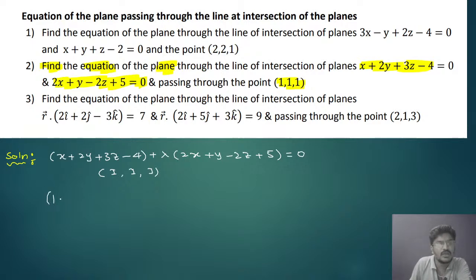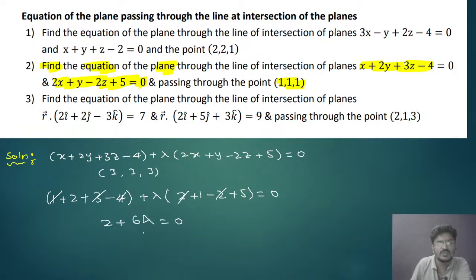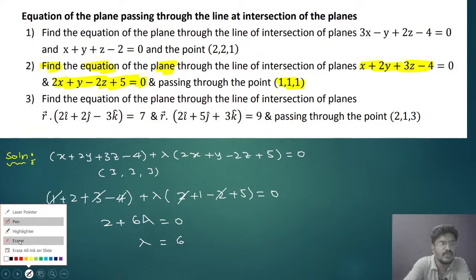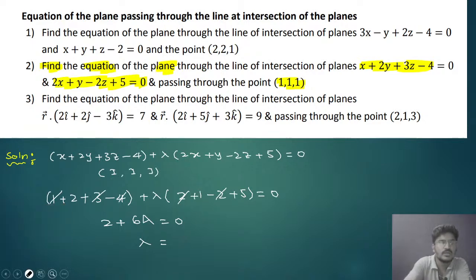So x value is 1, y value is 1, this will be 2, z value is also 1, this will be 3, minus 4 plus lambda times of 2 plus 1 minus 2 plus 5 will be equal to 0. Plus 4 minus 4 cancelled, plus 2 minus 2 cancelled. This will be 2 plus 6 lambda equal to 0. So lambda will be equal to minus 2 by 6, that is minus 1 by 3. Lambda is minus 1 by 3.